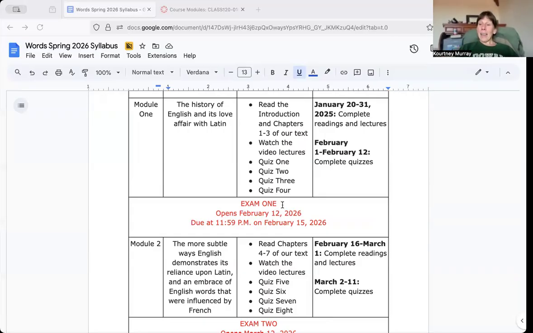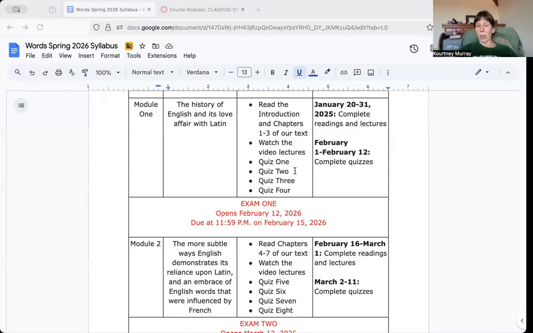And then at the end of the module, I will post exam 1. So February 12th, I think, is a Wednesday. And then it will be due on February 15th, which is a Sunday. Oh, I guess it is Valentine's Day weekend. Sorry. But you can take it as early as February 12th and then go have an amazing Valentine's Day if that's your jam. Yes, and we will talk about that more.